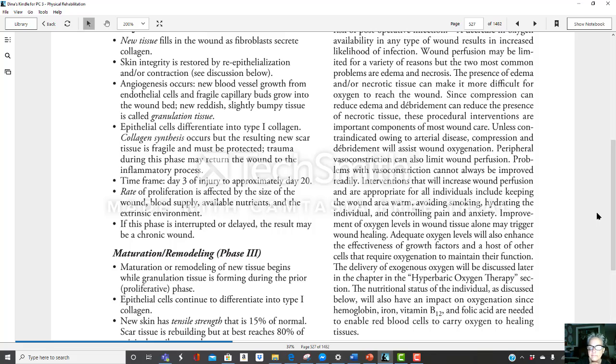Adequate oxygen levels will also enhance the effectiveness of growth factors and a host of other cells that require oxygenation to maintain their function. The delivery of exogenous oxygen will be discussed later in the chapter in the hyperbaric oxygen therapy section. The nutritional status of the individual, as discussed below, will also have an impact on oxygenation since hemoglobin, iron, vitamin B12, and folic acid are needed to enable red blood cells to carry oxygen to healing tissues.